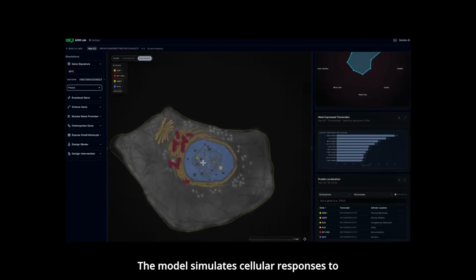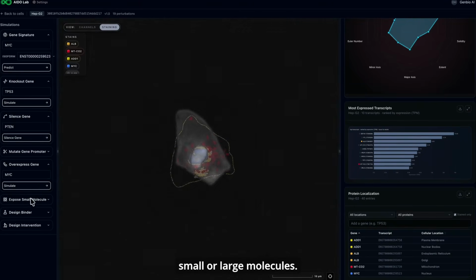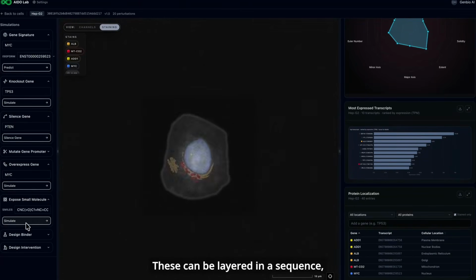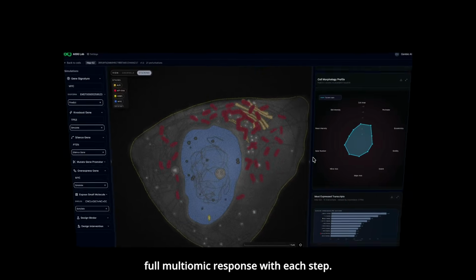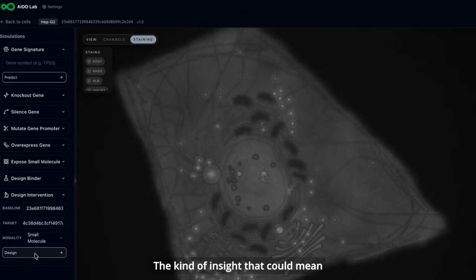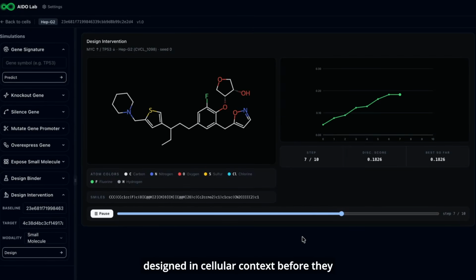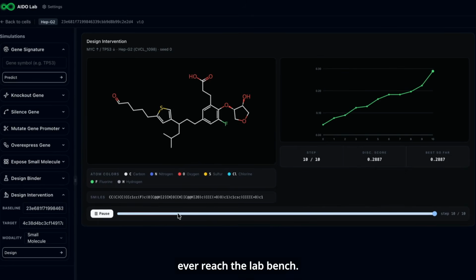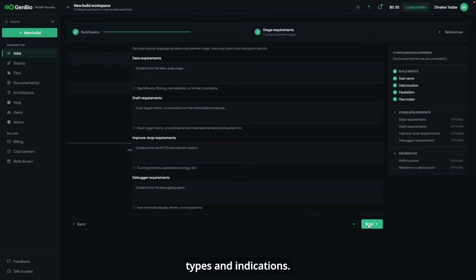The model simulates cellular responses to genetic perturbations and treatments with small or large molecules. These can be layered in a sequence, providing the ability to watch the cell's full multiomic response with each step. The kind of insight that could mean computationally testing new drugs designed in cellular context before they ever reach the lab bench. AIDO can be easily adapted to new cell types and indications.